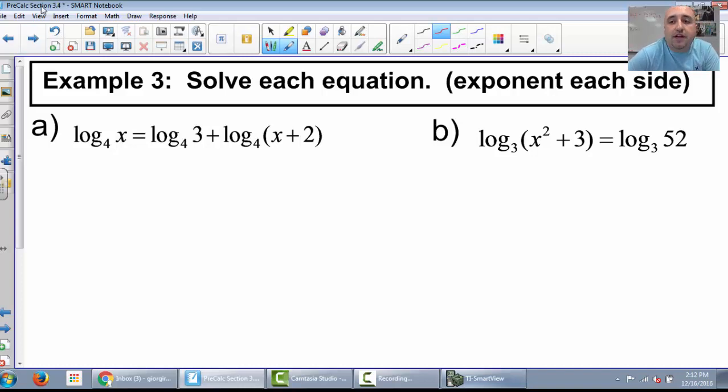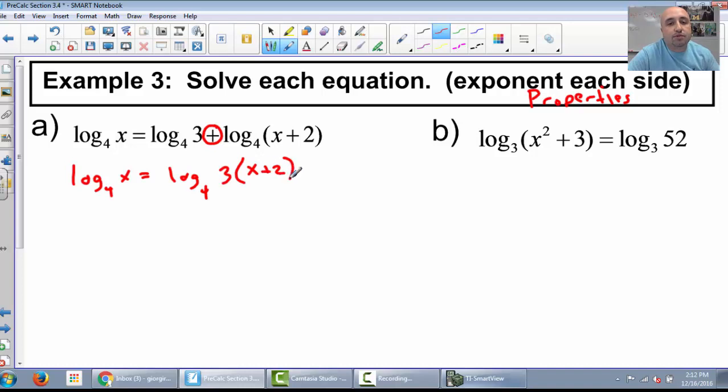All right, so example 3. Very similar to the same thing, but now we might need to, so it says exponent each side, but we're going to probably have to use our properties to help with these. Okay, so I have my log on the left. I can't really do much with that. Notice they're all log base 4, so I should be able to do something with these. On the right, I have a plus sign. And remember, plus means multiply. So I'm going to take 3 and I'm going to multiply it by x plus 2.